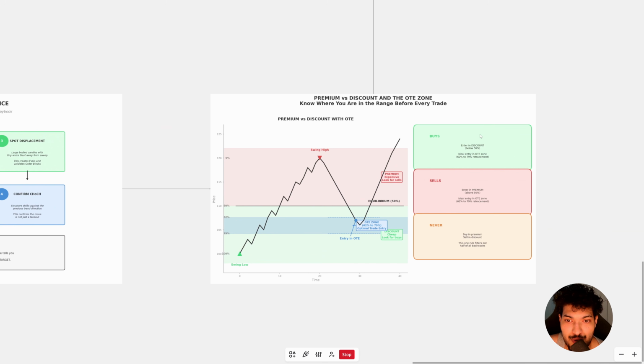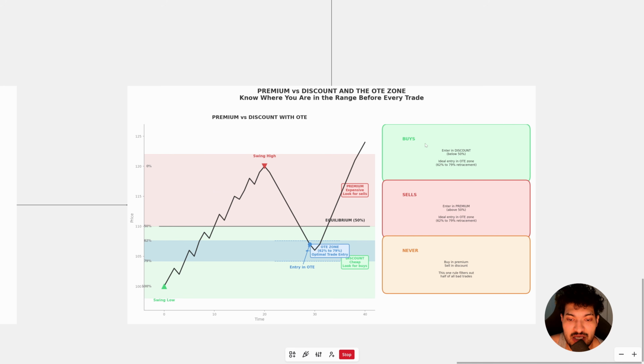Now, we need to talk about premium versus discount and the OTE zone. This is honestly the most important part of ICT theory and smart money concepts theory. The whole idea is that if you're an institution, sure, you want to buy and sell to fill your orders, but you want to figure out where to buy and sell. How do you figure out, in respect to the actual price action that's in front of you, where to optimally buy and where to optimally sell? And this is the idea of premium and discount. If you are above the 50% of a range, that is called your premium, okay? The actual 50% line is going to be called your equilibrium. But if you're below that, that is called your discount.